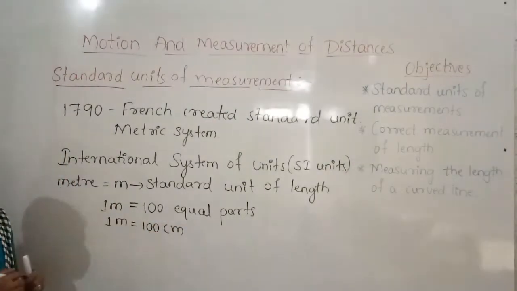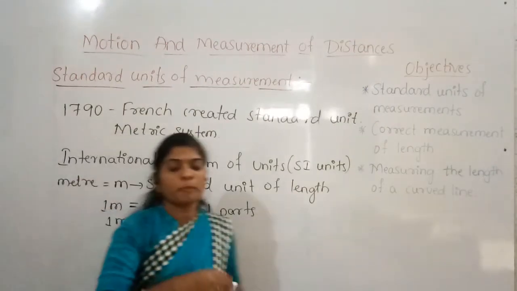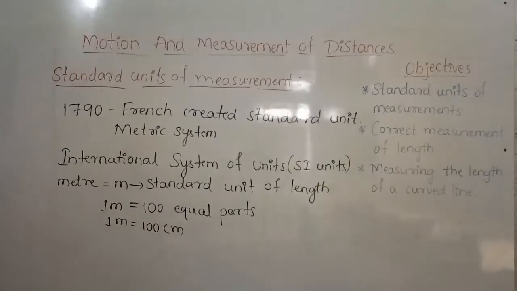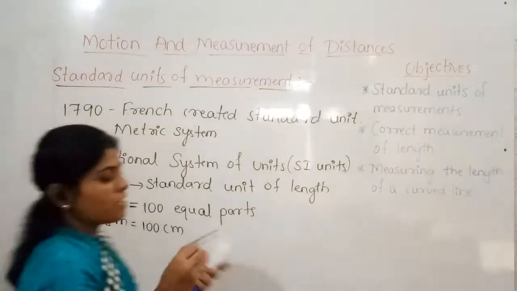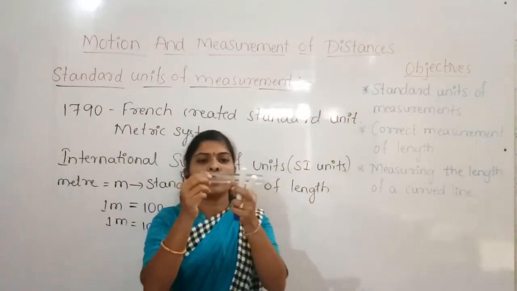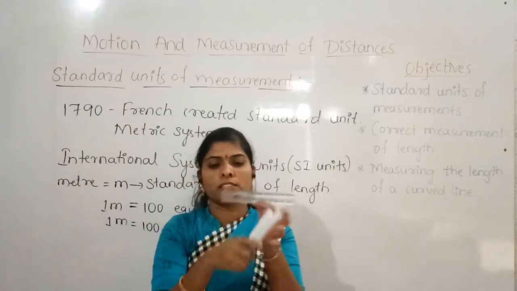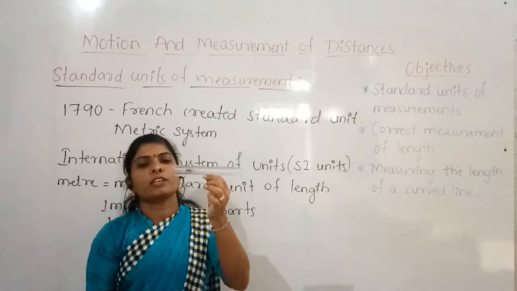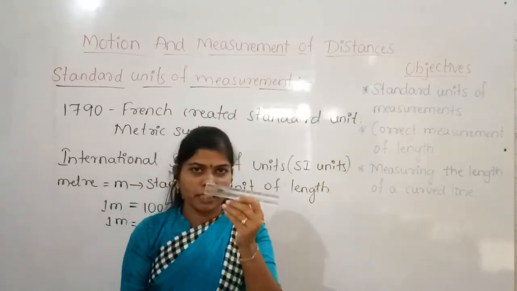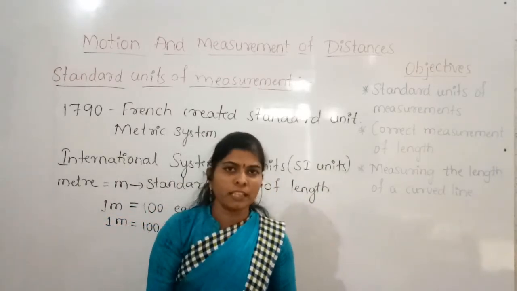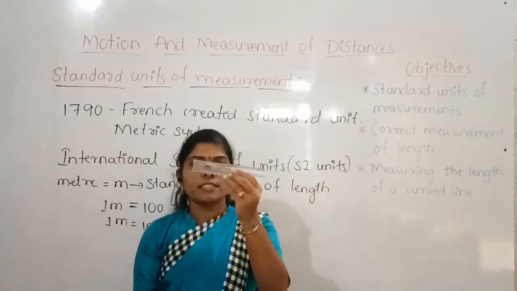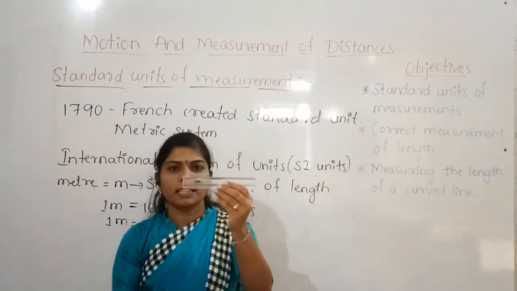And again, you might have seen the scale in your geometrical box. So I will show you here. This is the scale which you have in your geometrical box. This is 15 centimeter. Both scales are 15 centimeter, and also the long scale will be there, so that measures 30 centimeter. So this is about 15 centimeter.